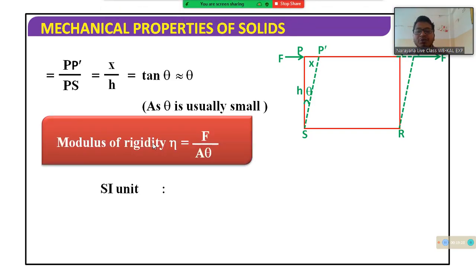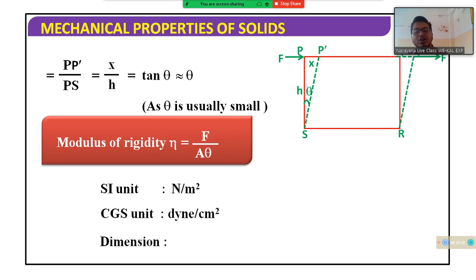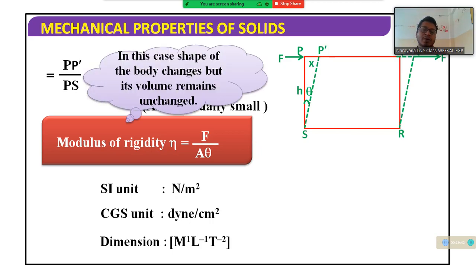The modulus of rigidity is defined as the force per unit area divided by theta, so F by A into theta. The SI unit is Newton per meter square, the CGS unit is dyne per centimeter square, and the dimension is M L to the minus 1 T to the minus 2.